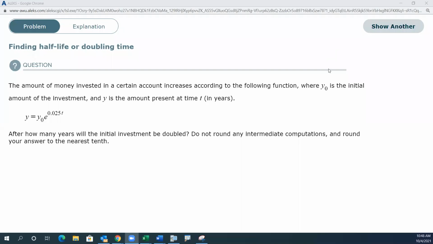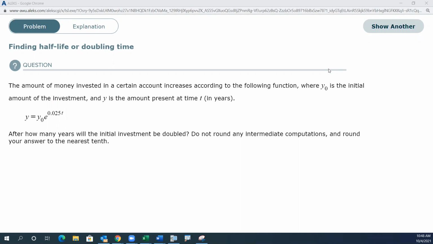Okay, so now once again we've got, oh whoops, it's not turned on. A new equation: the amount of money invested in a certain account increases according to the following function, where y sub 0 is the initial amount of the investment. Anytime you see a sub 0 attached to a variable, that means the initial amount, the beginning amount.